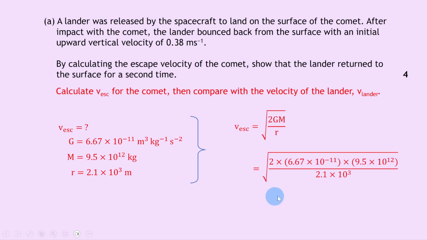Substituting in the numbers gives the square root of 2 times 6.67 times 10 to the minus 11 times 9.5 times 10 to the 12 divided by 2.1 times 10 to the 3, and if you put all of that into your calculator you should get an answer of 0.78 meters per second.